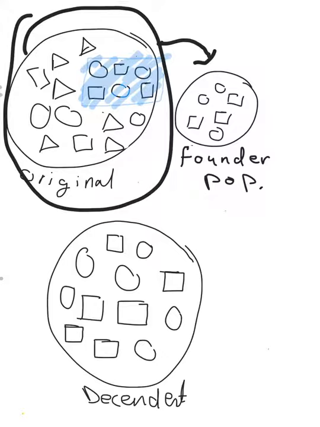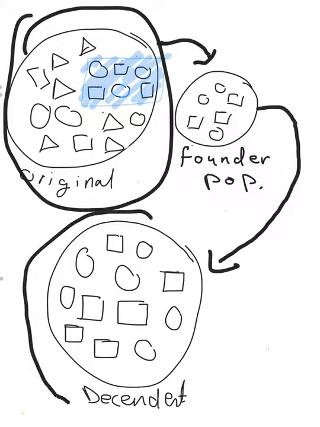As previously mentioned, the founder population can serve as a driving force for the development of a new population, as is seen here, which is represented by the development of the new species, also known as the descendant of the founder population.